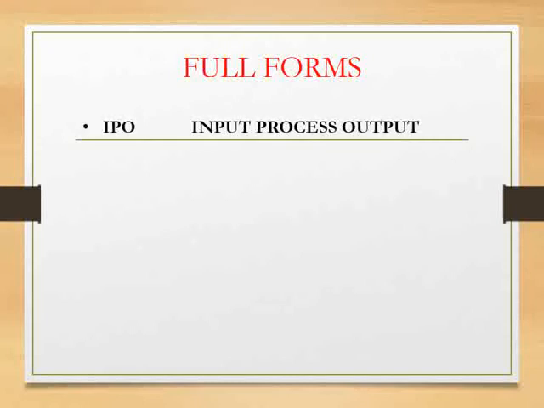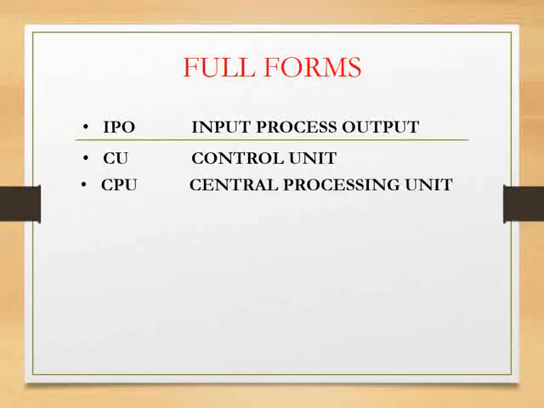Now we will learn few full forms. So first of all, IPO. Input, process, output. Repeat it. Input, process, output. Next, CU. CU stands for control unit. Repeat. CU, control unit. CPU. CPU means central processing unit. Repeat it. Central processing unit. ALU. ALU stands for arithmetic logic unit. Repeat this. Arithmetic logic unit.